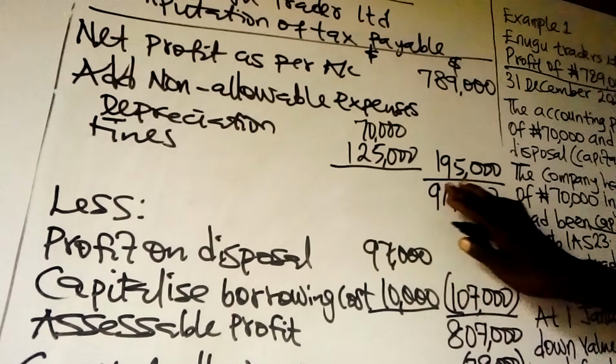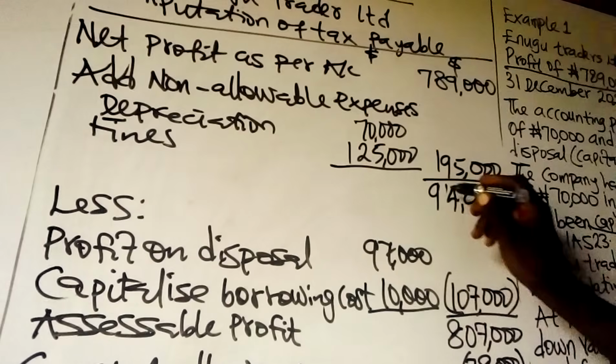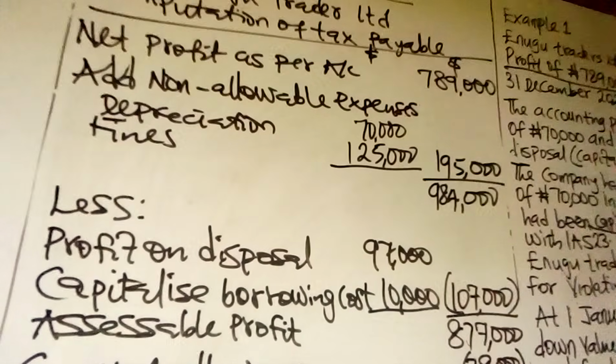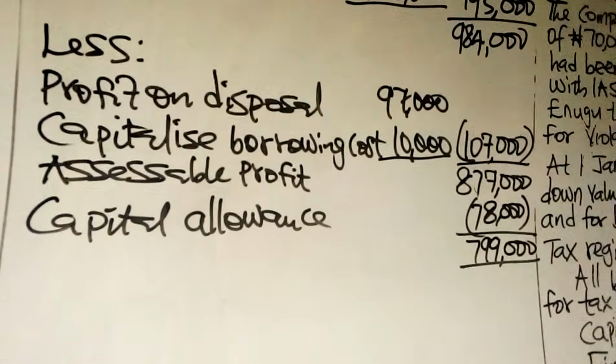This is totaled 984,000. If you subtract 107,000 from 984, then you have 877,000. 877,000 minus 78,000, then you have 799,000. This 799,000 is our taxable profit.